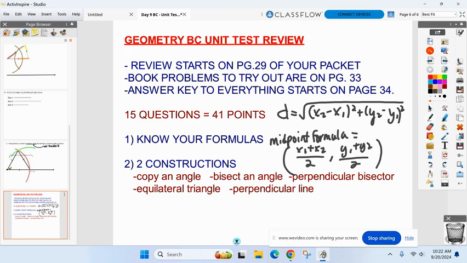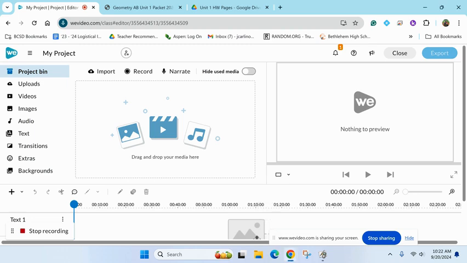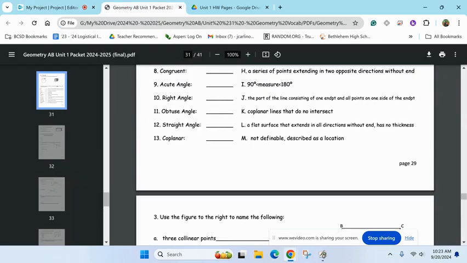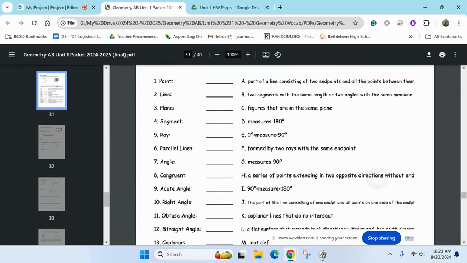All right, so where do we review now? How do I do a day before a test? How do we review? Go to your packet right now, please. Please don't start doing the review questions. I want to make sure you know where everything is. Go to page 29. Page 29 starts the review.